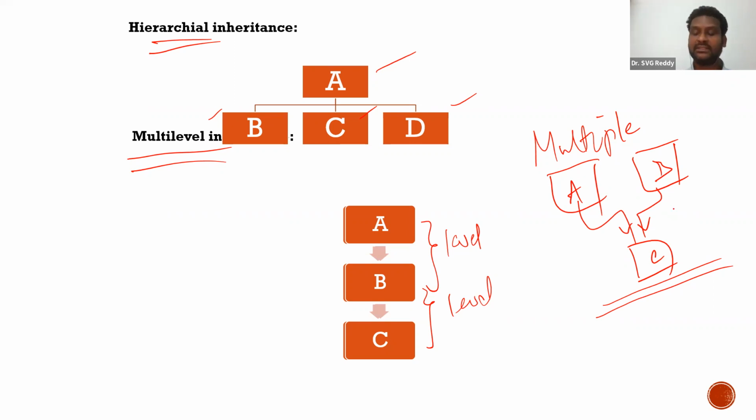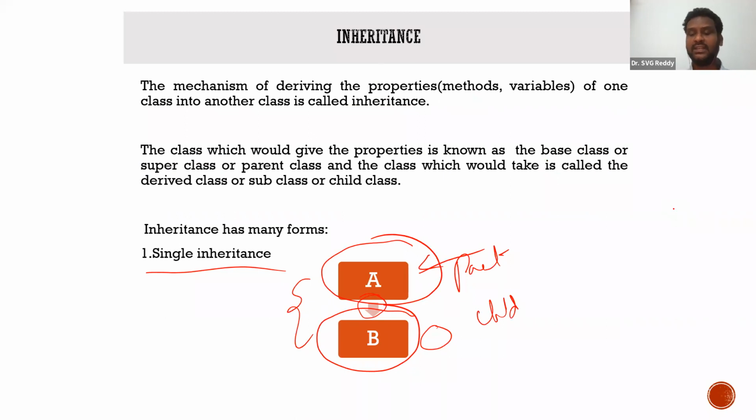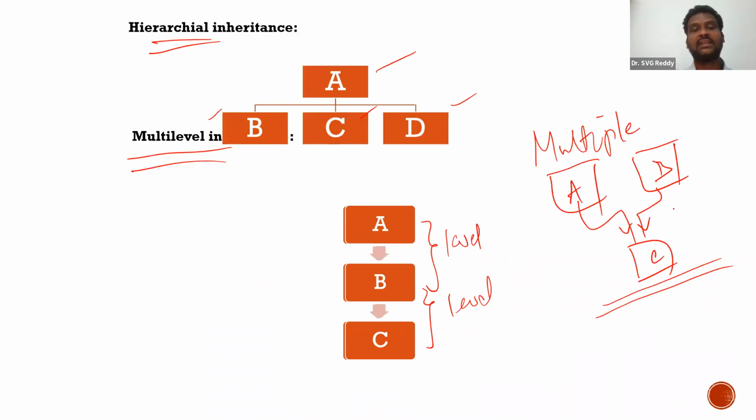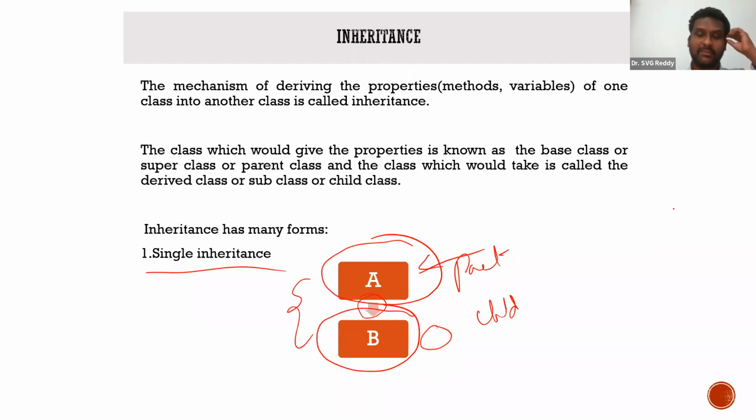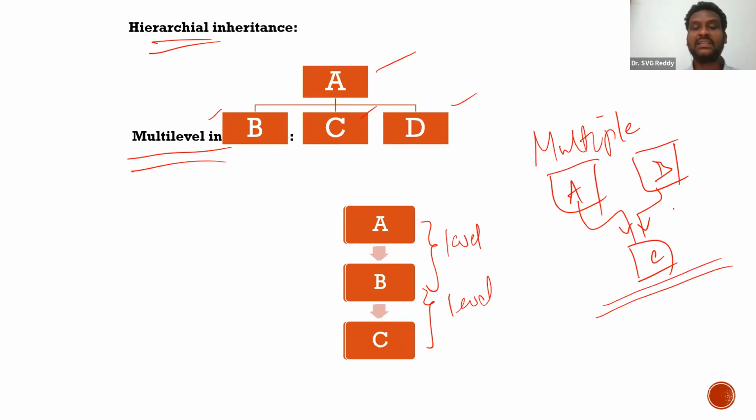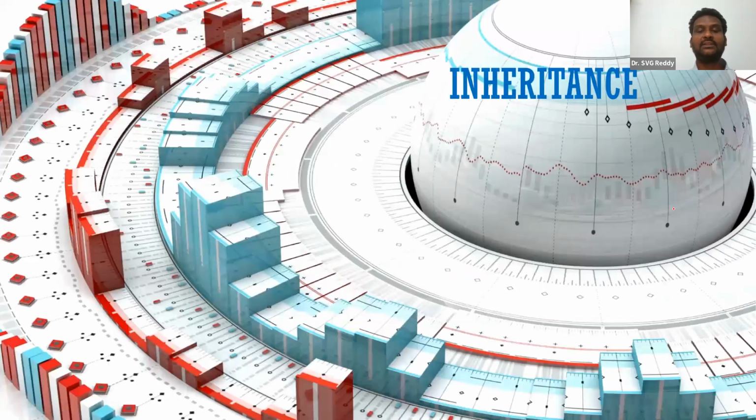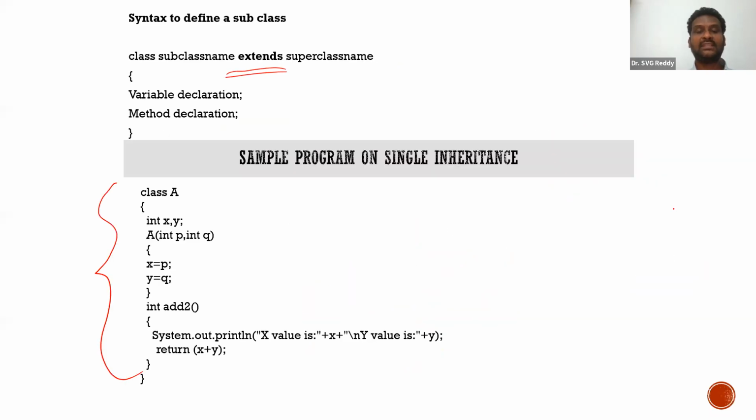And then hybrid. Simply, hybrid means a combination of any two different things. So hybrid means single plus hierarchical, or single plus multi-level, or single plus multiple. That is called the hybrid form of inheritance. So in total there are 5: single, hierarchical, multi-level, multiple, and hybrid. All these are the different forms of inheritance supported in Java. So let's see the program now.